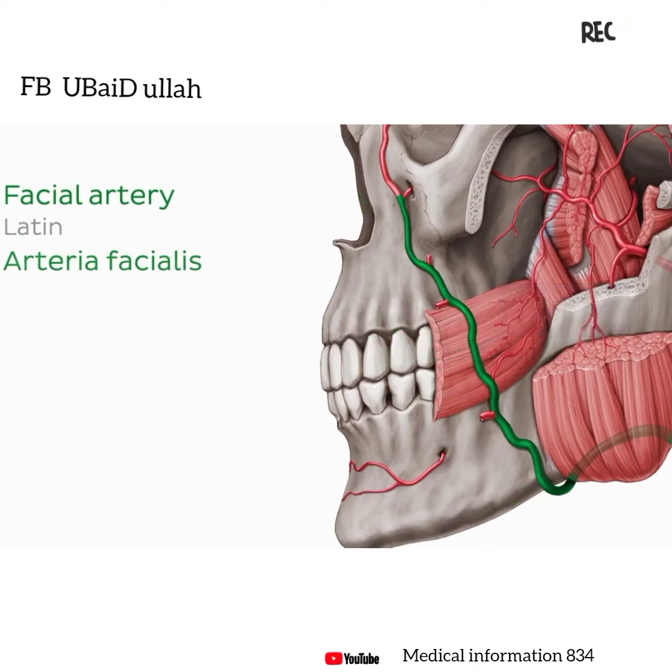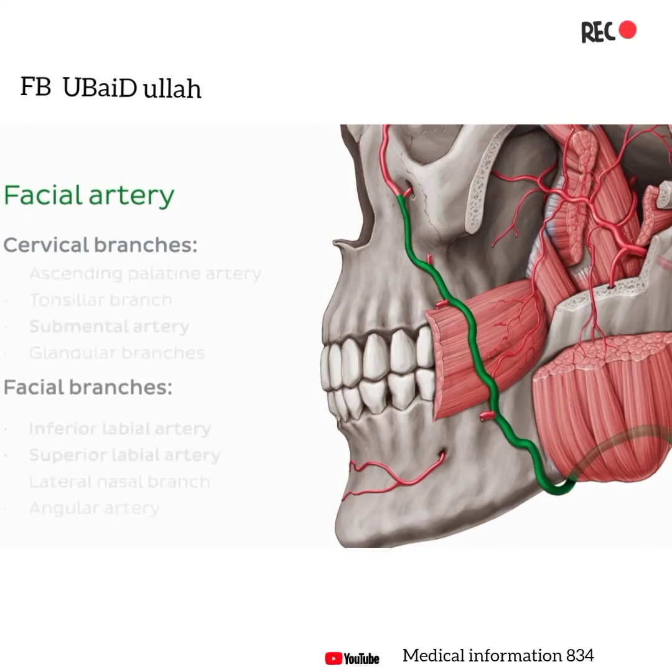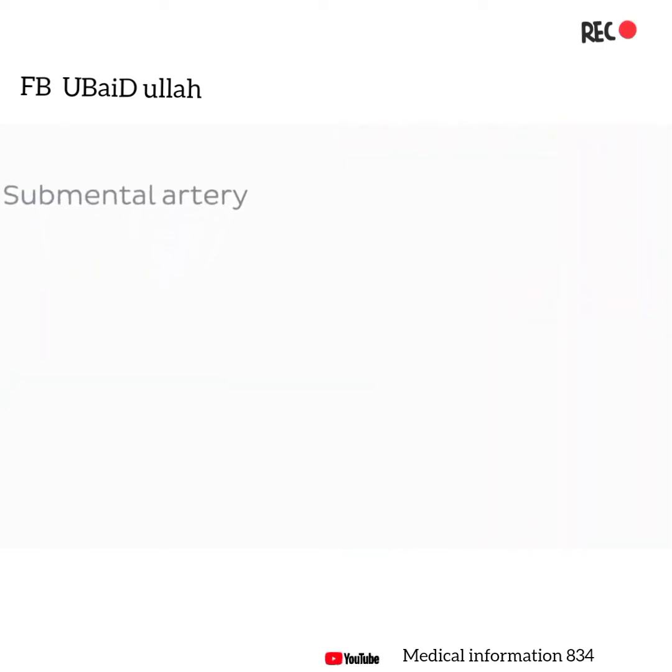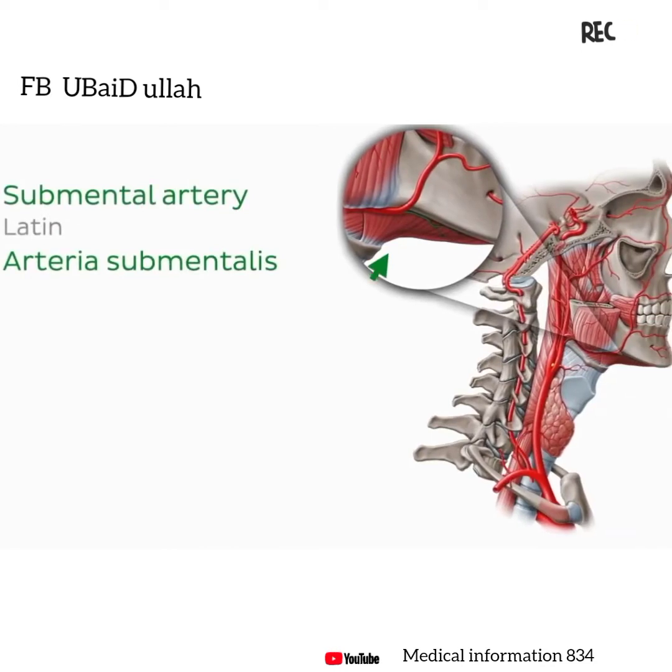The facial artery, like the other arteries we've discussed so far, also gives off several branches which can be described as cervical branches or facial branches of the artery, depending on which region they supply. We won't discuss all the branches of the facial artery in detail in this tutorial. However, we will look at some of the major ones, beginning first with the submental artery, which is this small artery seen here, running along the inferior aspect of the jawbone, or the mandible.